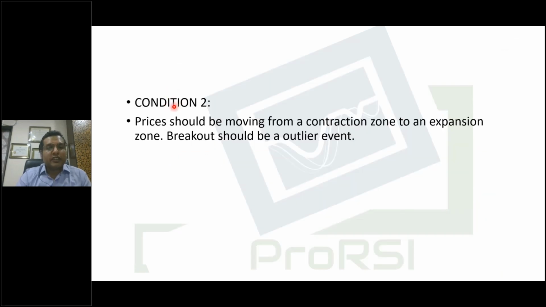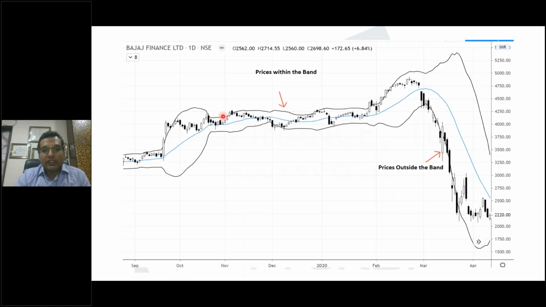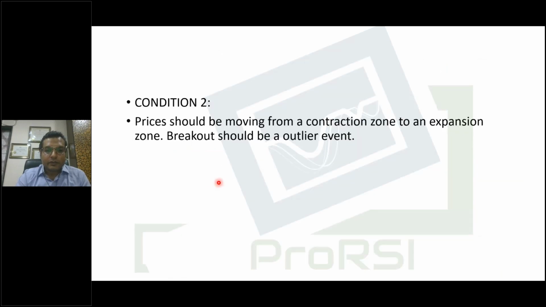Now, condition two. The first condition was that the price should come out of the support and resistance zone. Secondly, it should be moving from a contraction zone to an expansion zone. The breakout should be an outlier event. As I told you, this is the contraction zone, and it should be breaking away from the contraction zone to an expansion zone. So the bands should be expanding when the breakout is taking place.